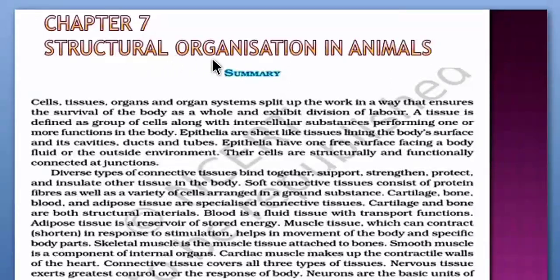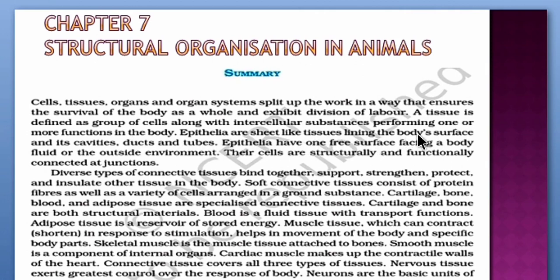Chapter 7. Structural Organization in Animals. Summary. Cells, tissues, organs and organ systems split up the work in a way that ensures the survival of the body as a whole and exhibit division of labor. A tissue is defined as a group of cells along with intercellular substances performing one or more functions in the body.